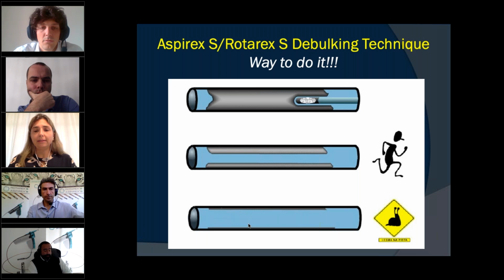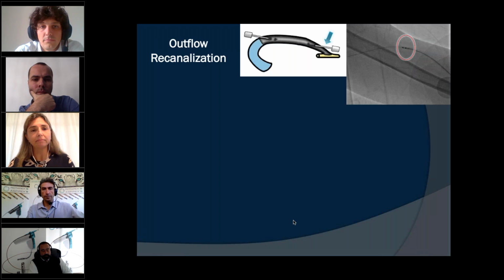So the way to do it, if I go too fast, I'm going to miss the surrounding clot. So I have to go slowly with short forward and backward movements. The slower I go, the better effect I can get in the surrounding clot. So I'm going to give you two examples.